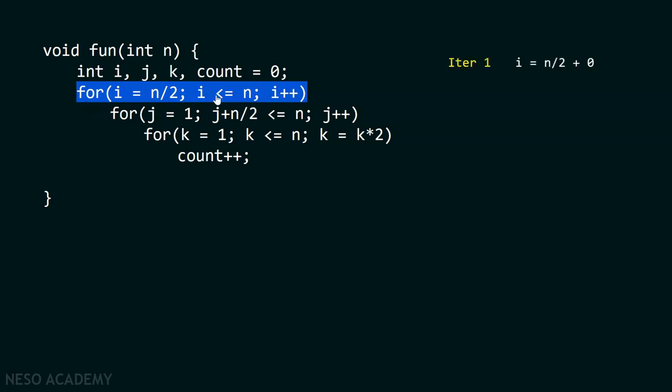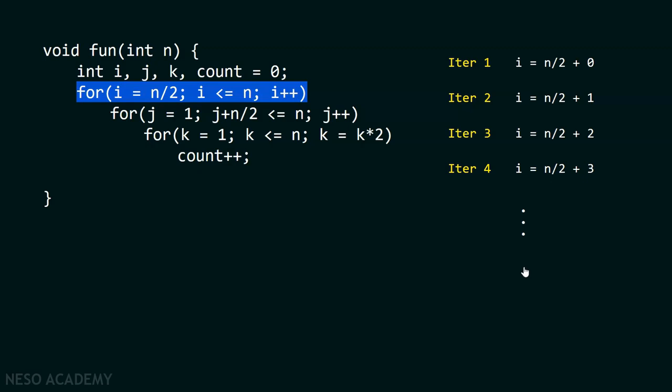In the iteration number 1, you can clearly see that I is equal to n by 2, right? You can write this as I equals n by 2 plus 0. Now in the iteration number 2, it is clear that this will be I equals n divided by 2 plus 1. Because you can clearly see over here that this is I plus plus, an increment by one step. So obviously in the next iteration, this will be n by 2 plus 1. In the iteration number 3, this will be n by 2 plus 2. In the iteration number 4, this will be n by 2 plus 3 and so on.